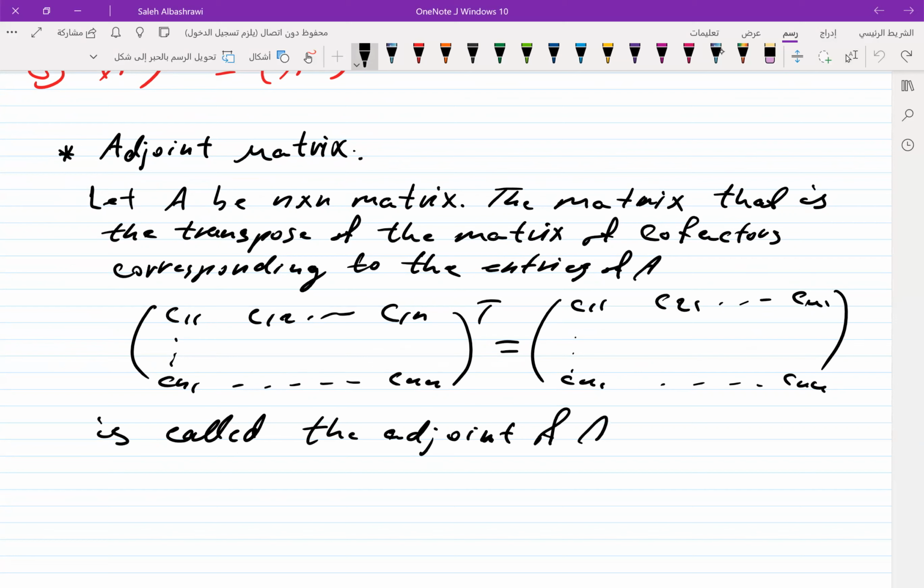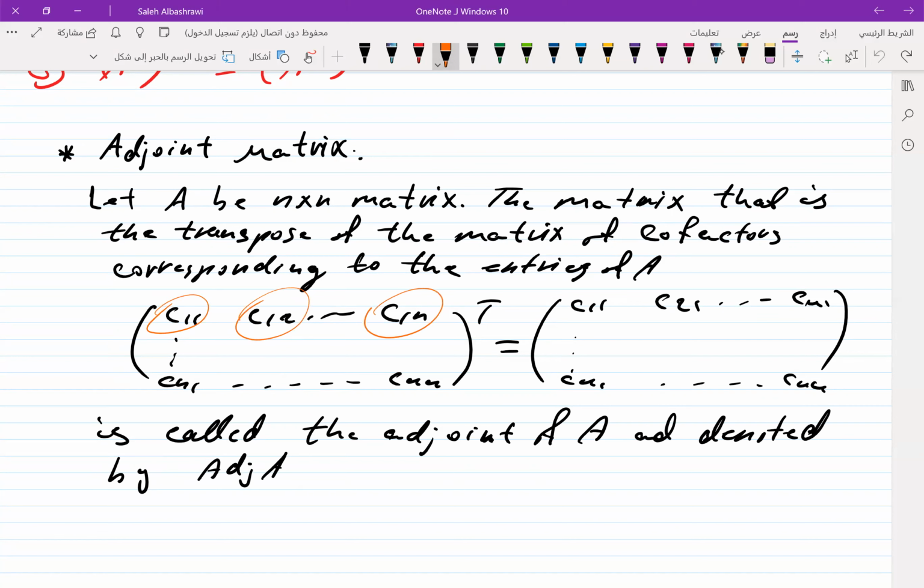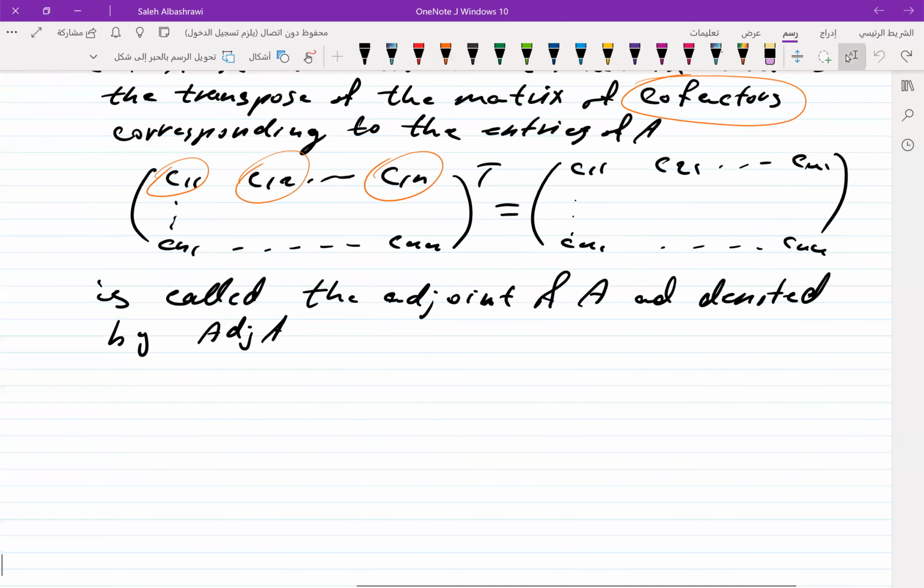It is denoted by adjoint of A. Now these C11, C12, C1n are called the cofactors of the matrix A. To explain this with one example, let's find cofactors for some matrix.